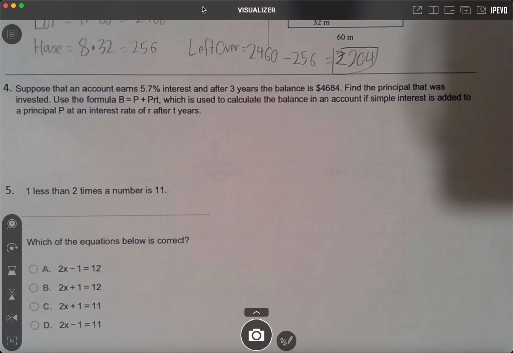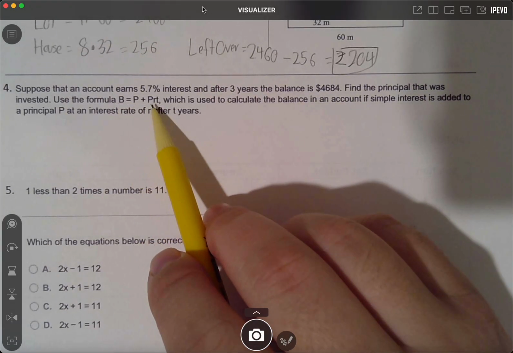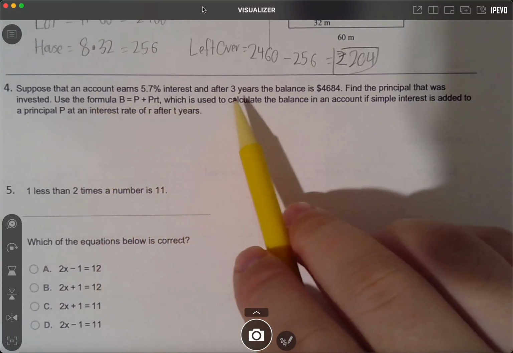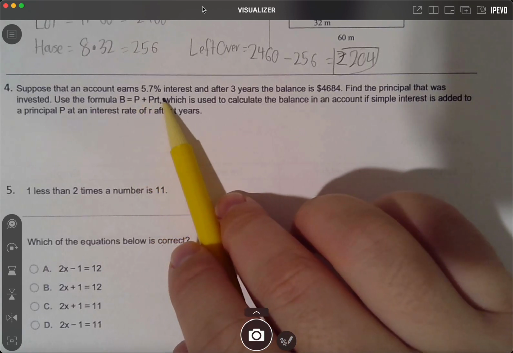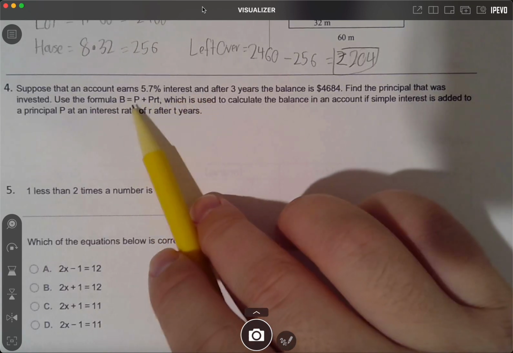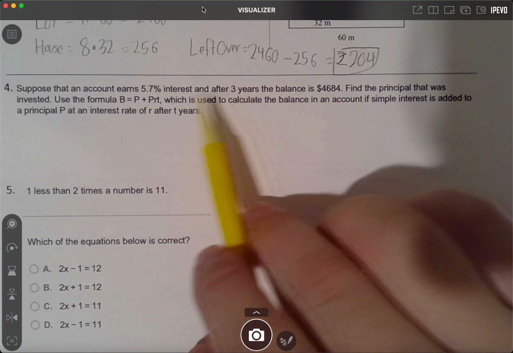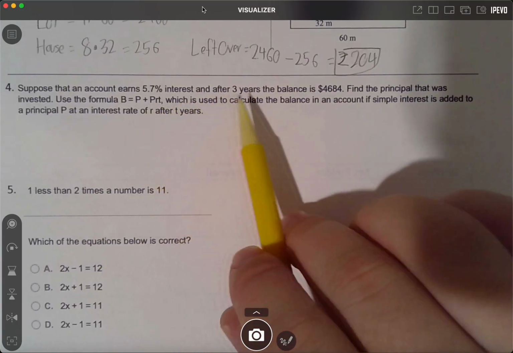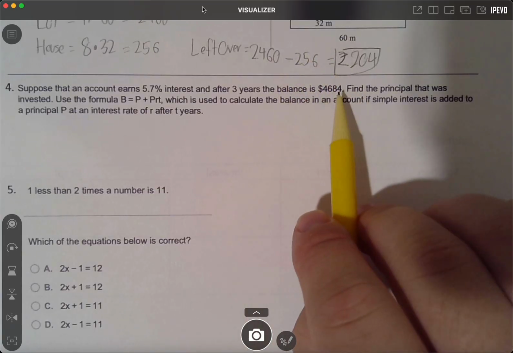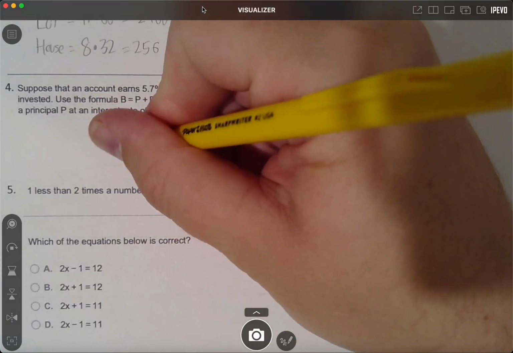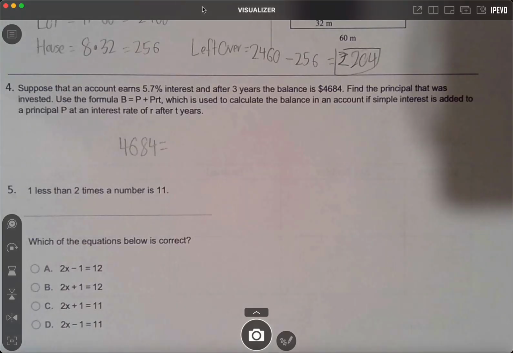So let's dive in and look at this formula. Here's the formula: B equals P plus PRT. So let's now read through and figure out what I can plug in. We have a 5.7 interest rate, or interest. I kind of jumped ahead with the words there. And 3 years. So far R and T aren't quite clear. Maybe you know ahead of time. But what it does say is balance is 4,684. So I'm pretty sure that means the capital B would be this amount.